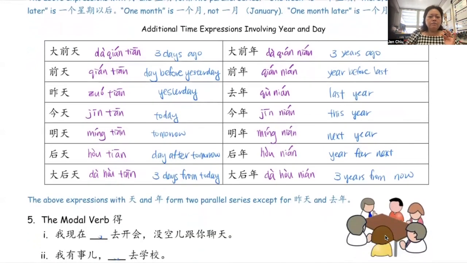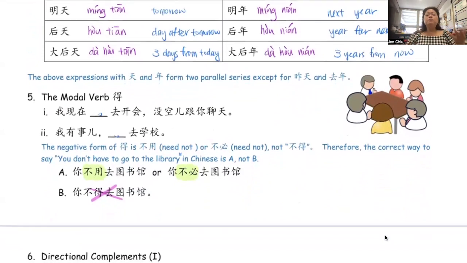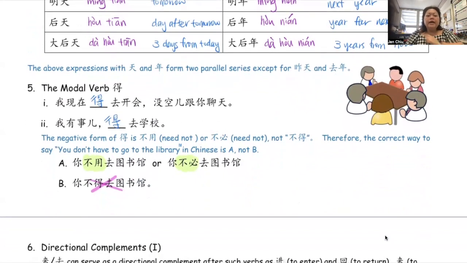All right. Moving on. So remember 得, right? 得 means must. 我现在得去开会，没空和你聊天。So I need to go to my meeting, I cannot chit chat with you. 我有事儿得去学校. I have something I need to do. 我得去学校. I must go to school. Now to negate 得 you use 不用 or 不必. So A is fine, both are perfect ways of saying no, I don't have to. But B is not okay. You can't say 你不得去图书馆. We don't say that.